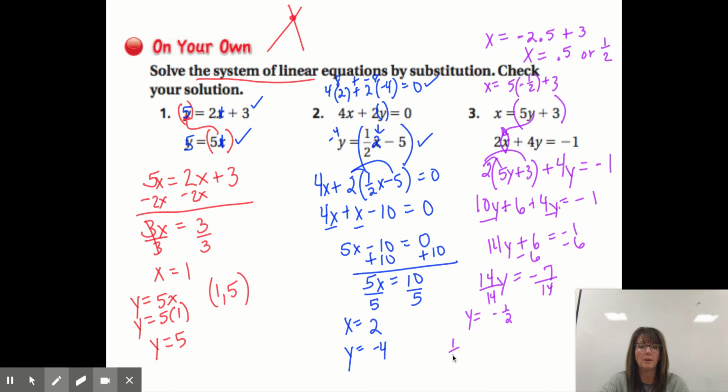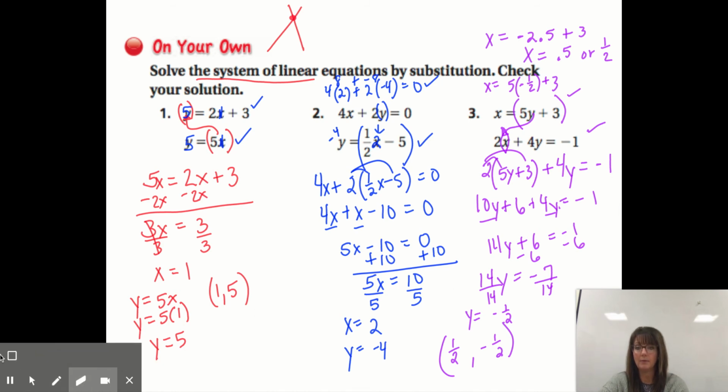So we have (1/2, -1/2). We already know that that works for the first equation. And so if we take half of 2 is 1, and then half of 4 is 2, but it's a -2. So 1 minus 2 is -1, and it works for the second. So always go back through and check. All right, moving right along.